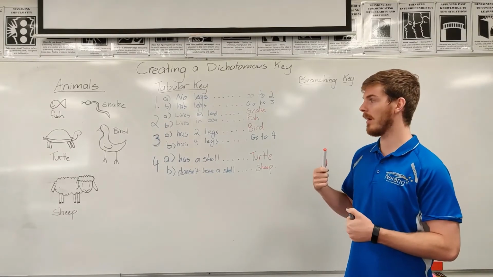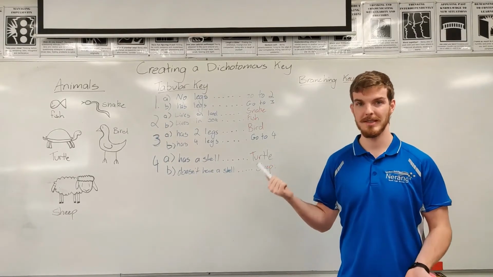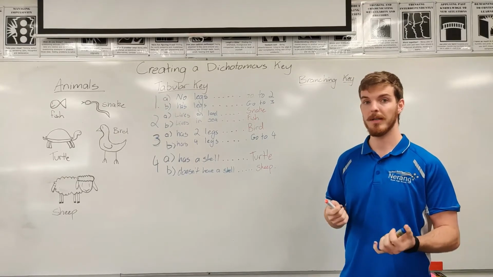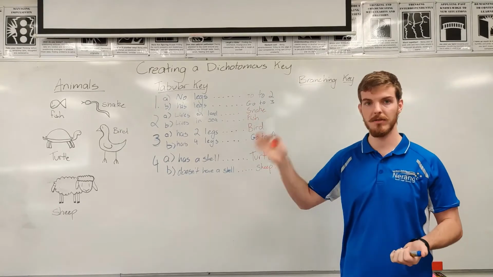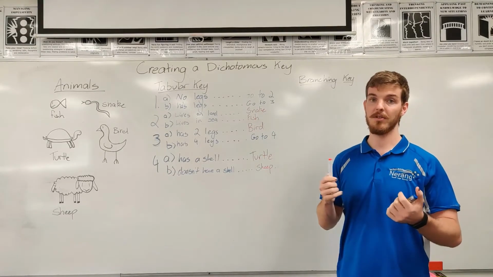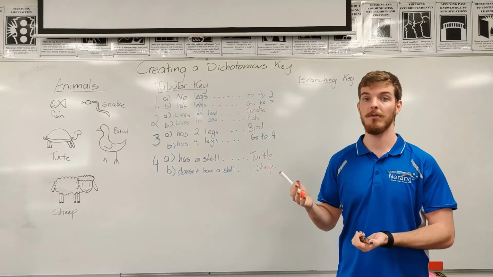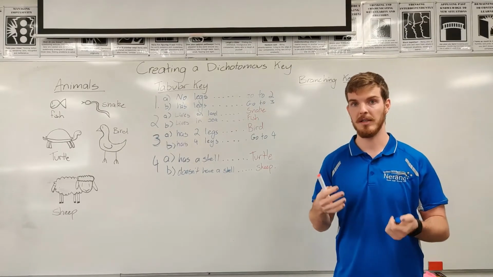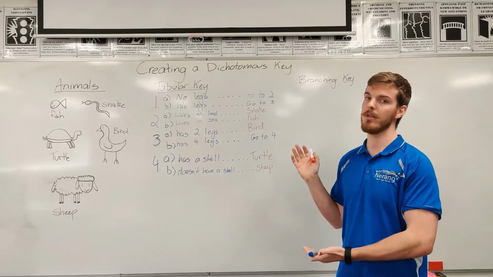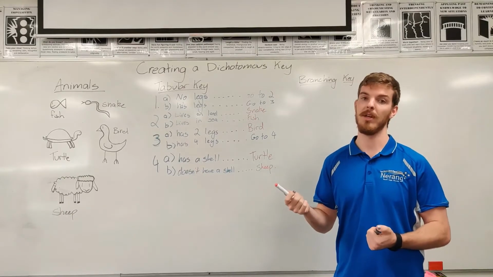So I find this one easier to do, but I am going to quickly swap these around, move branching key into the middle, get rid of the tabular key, and I'm going to show you a more visual way of representing a dichotomous key that some of you guys actually might find easier. Both of these are correct, and you're more than welcome to do either.